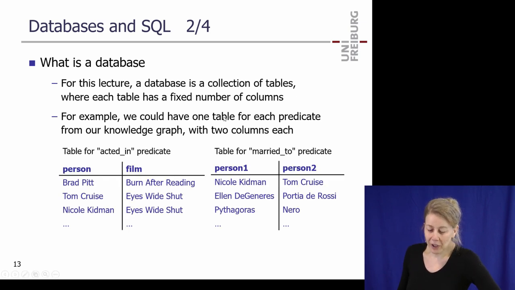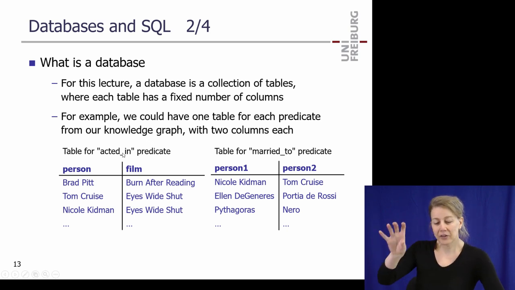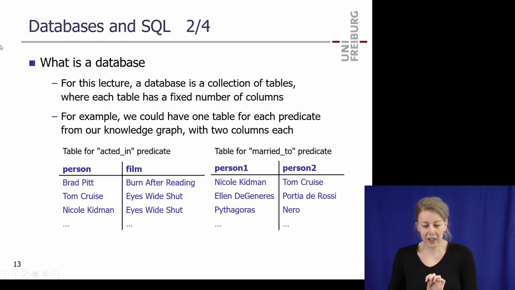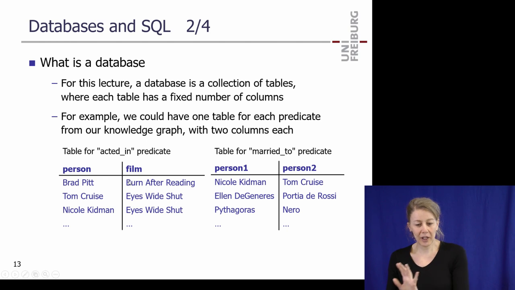So one way to cast this information into databases is one table for each predicate. In our example, we had acted in, which person acts in which film, married to, who is married to whom, directs, which person directs which film, and a lot more. You could have one table for each predicate. Each table has two columns, one for the subject, one for the object. For acted in, you have these here. For married to, I added some more. I paid attention to diversity, so we have all combinations here, male, female: Nicole Kidman, Tom Cruise, Ellen, Portia de Rossi, so these are two showbiz people.